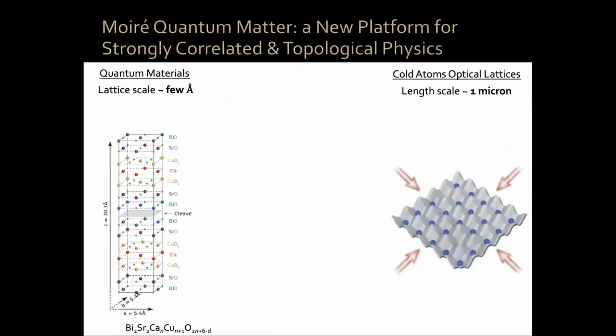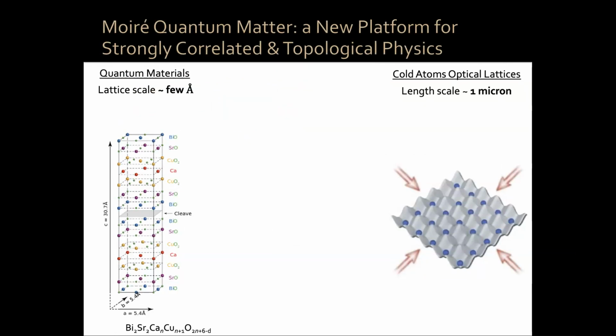So we have these two traditional platforms. The oldest one is to actually look at the materials, quantum materials, where we have lattice scales of the order of an angstrom. In these materials, typically we have relatively little control over the parameters of the system. When you grow a material, it is what it is. Luckily, we have hundreds and hundreds of materials, and we can vary the chemical composition. But the control over the parameters for an individual material or device is very limited.